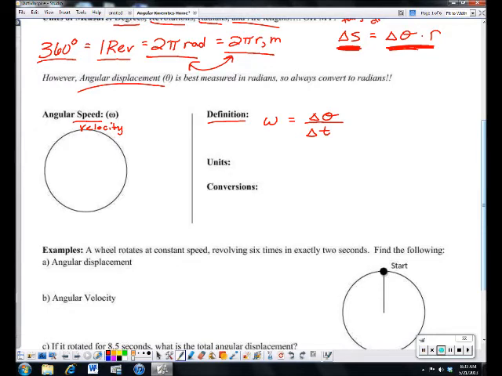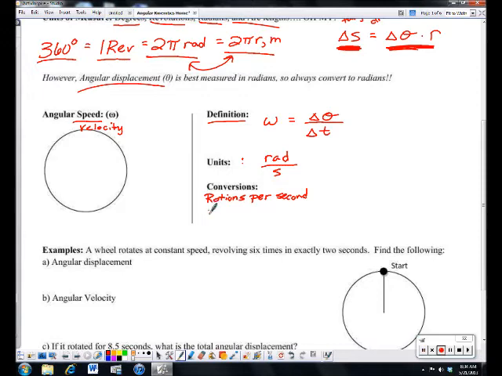So what would my units be for angular velocity? Well, it's a radian on top, and it is seconds on bottom. So there is a couple conversions we want to know. The first one is rotations per minute, or rotations per second. We like to use this term. You hear it with cars.